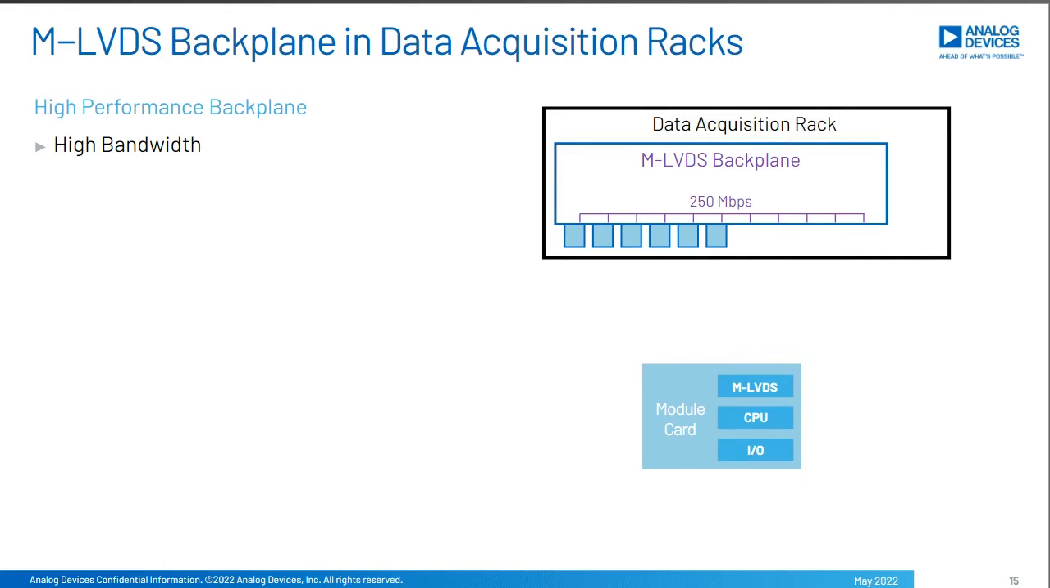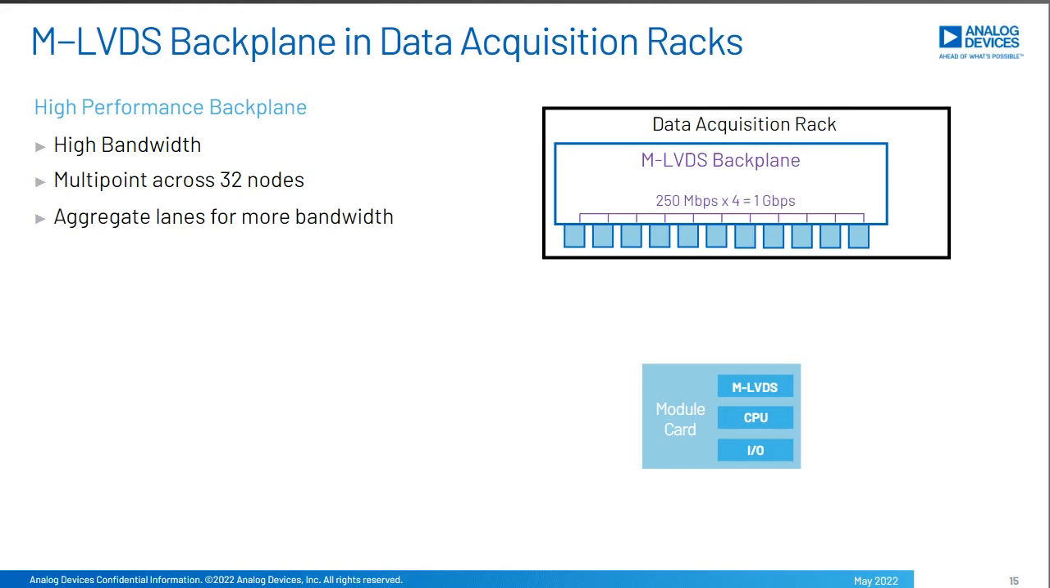So first off is the high bandwidth. You can see here on the right, we've got 250 megabits per second backplane, which is significantly faster than something like an SPI or a CAN-bus-based backplane. We have the ability for multi-point where all of these devices are connected together on the same bus, so you're allowing communication between any node all over the same differential pair. And this can have up to 32 cards in a backplane, which meets really any requirements in an industrial rack. For more bandwidth, you can just aggregate lanes. So add more lanes in parallel, and you get more bandwidth. So for example, quad lane, you get up to 1 gigabit bandwidth by combining 4 lanes.